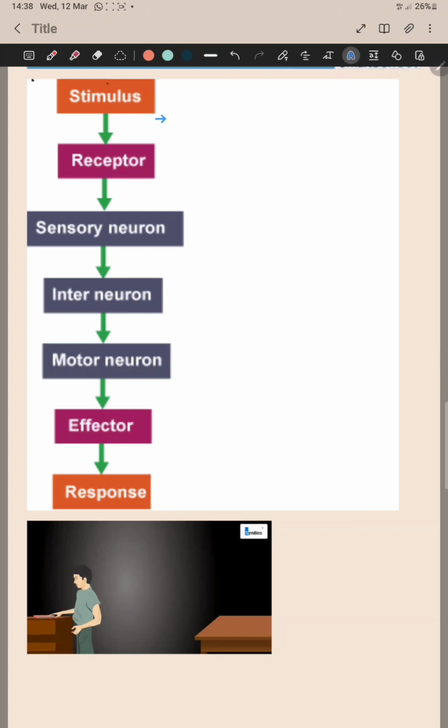First a stimulus is perceived by the receptor. The receptor again transmits the stimulus by sensory, inter and motor neurons respectively to the effector, and the effector does the response.